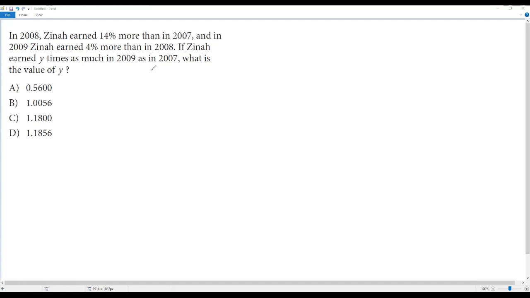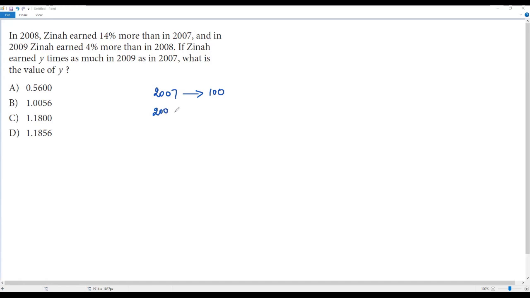Okay, first let me assume the earning of Zinah in 2007 as $100. Let me write it over here. For the year 2007, I assume $100 is the earning for Zinah. Now to get the earning for 2008, we have to increase this value 100 by 14%, because the first information says in 2008 the earning of Zinah is 14% more than the earning in 2007.